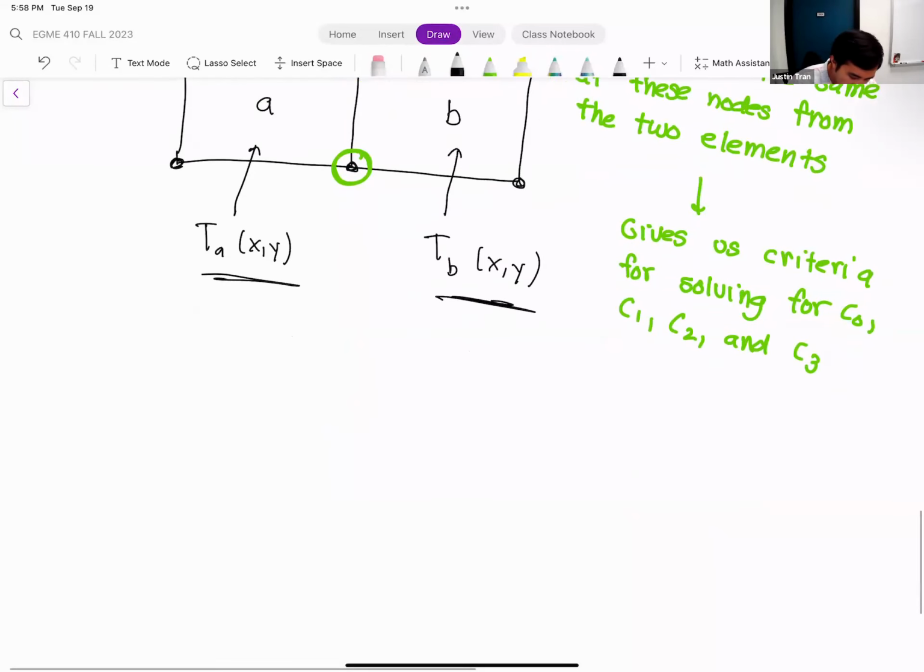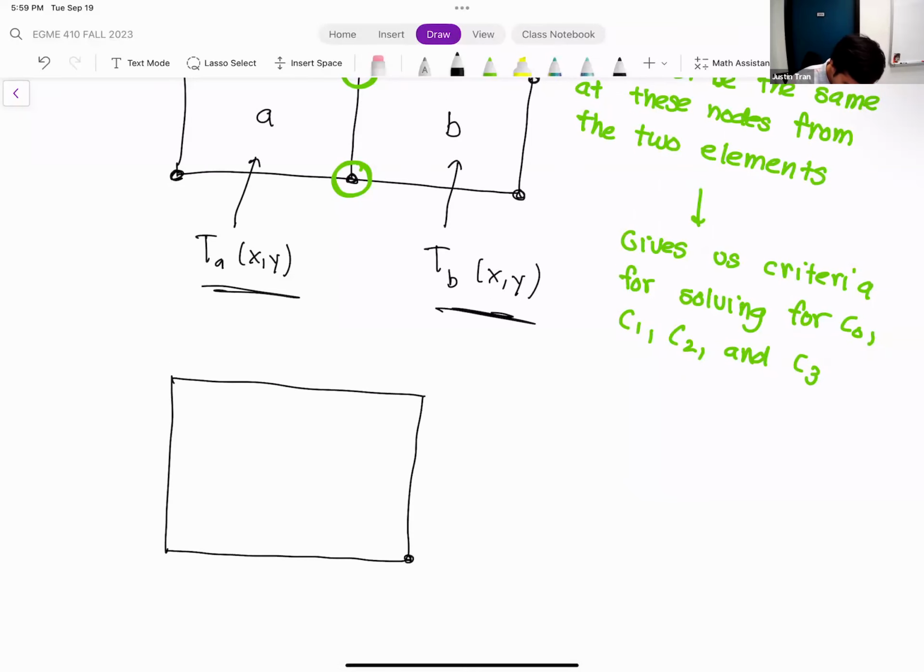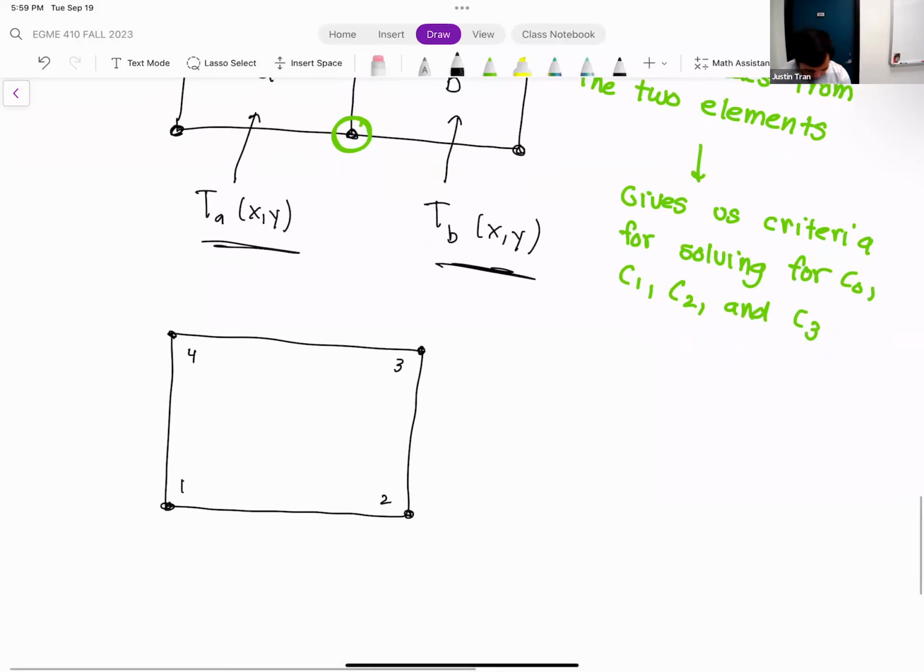So let me go ahead and draw a single element again. Let me go ahead and label these. I labeled the nodes already, 1, 2, 3, 4. But I'm going to add something new to this element that we didn't have before, which is the nodal solutions at each of those nodes. So T1, T2, T3, T4 are the nodal FEA solutions at each of those nodes.